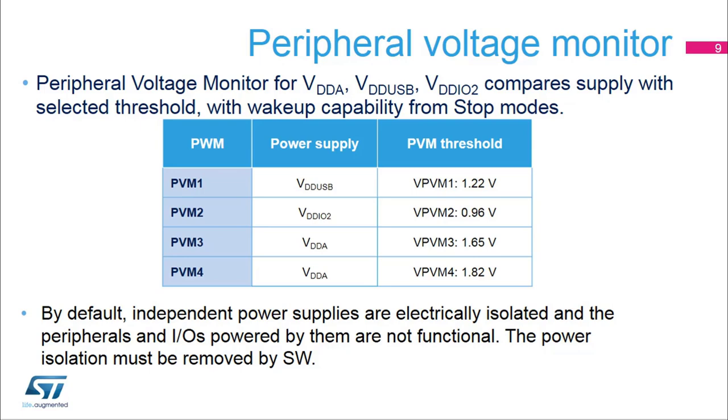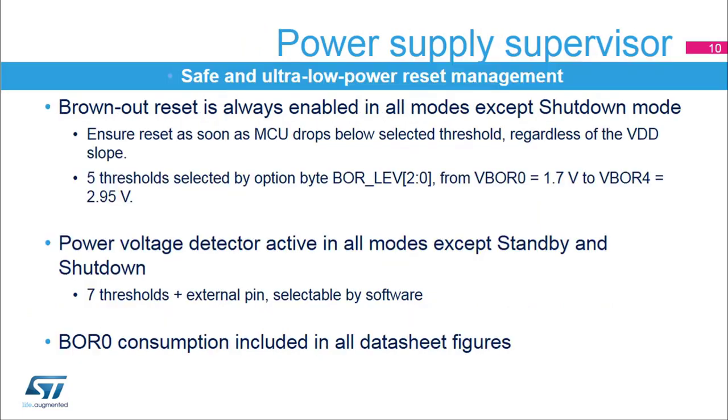To guarantee any of the supply sequences on the application, power isolation has been implemented and is active by default. It is the role of software to enable the needed supplies by removing the power isolation. The power supply supervisor guarantees a safe and ultra-low power reset management.